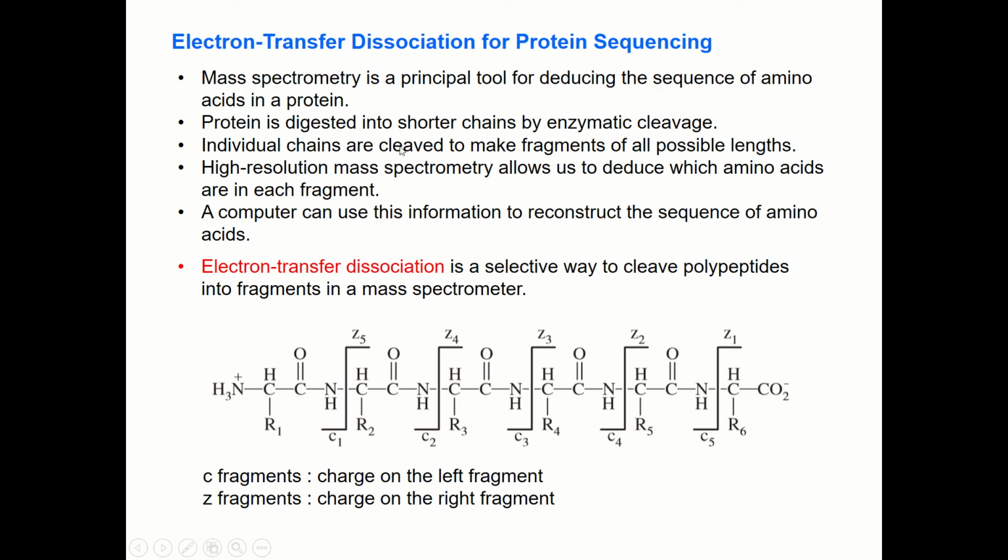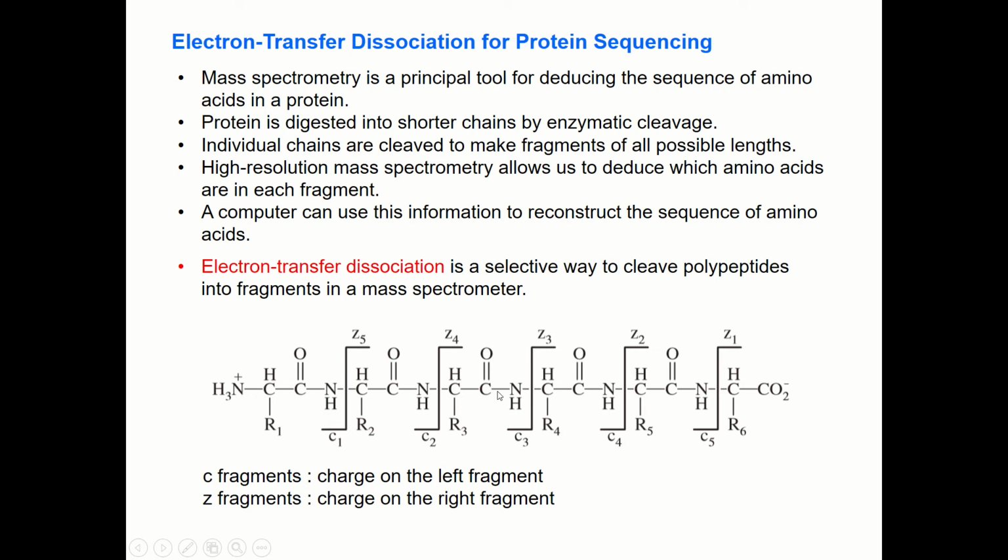A protein is digested into shorter chains by enzymatic cleavage. Let's say we have this short protein, right? How many amino acids are there here? This is one, this part, and 2, 3, 4, 5, maybe this one. Let me see. Maybe 5 amino acids. Okay, now, how do we get this sequence?